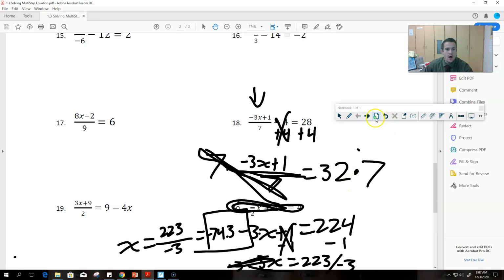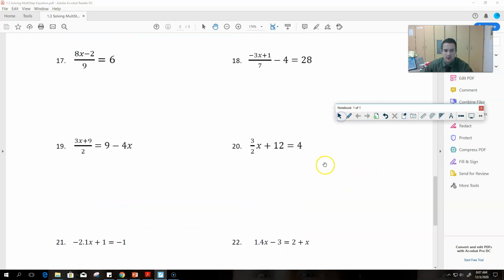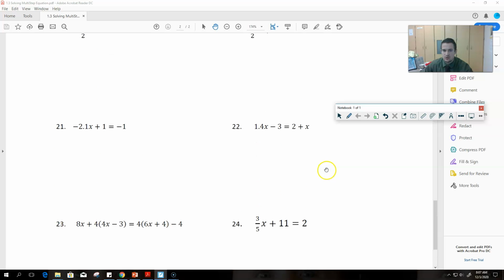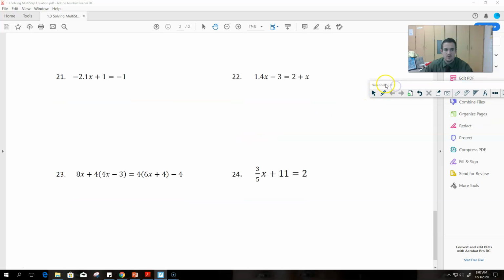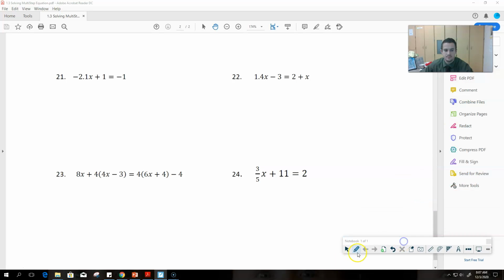Okay, let's do one more. Let me clear this off real quick. I'm going to go ahead and do number 22. So let me scroll down here. Move this out of the way. Okay, so on 22, I have 1.4x minus 3 equals 2 plus x.